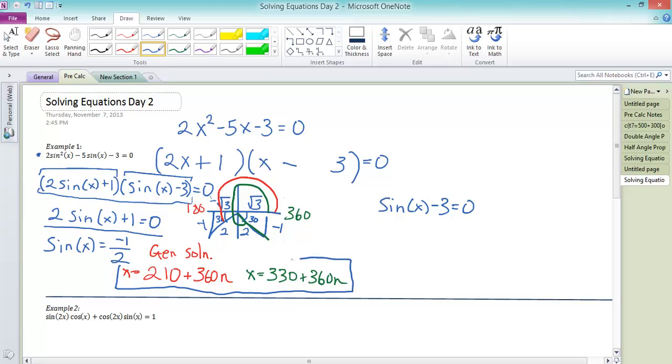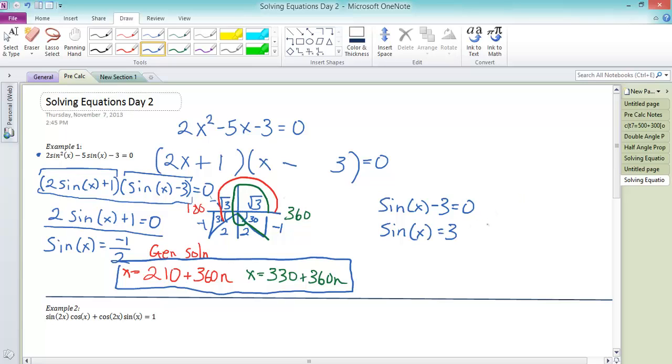Now let's see if this other equation gives me anything. Now, to solve sine of x minus 3 is equal to 0, I'm going to add 3 to both sides. So I get sine of x is equal to 3.